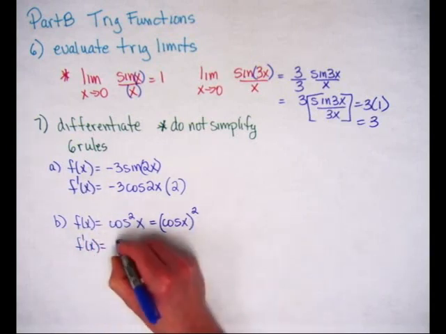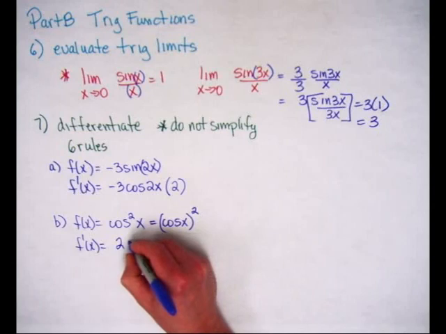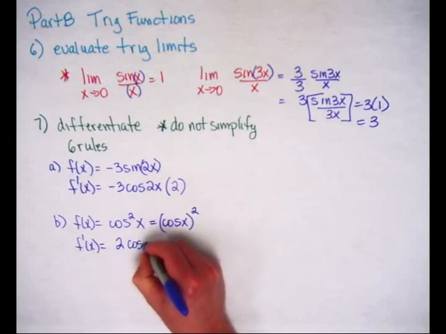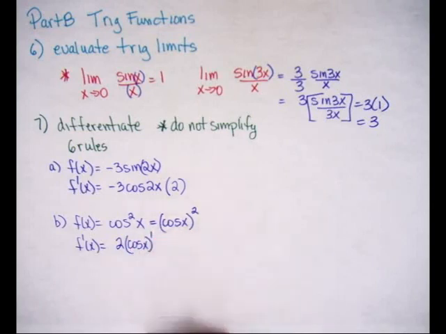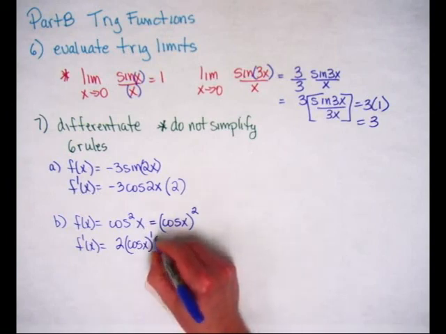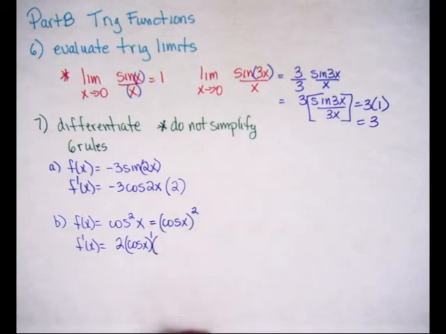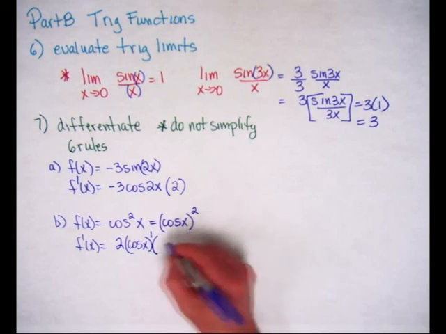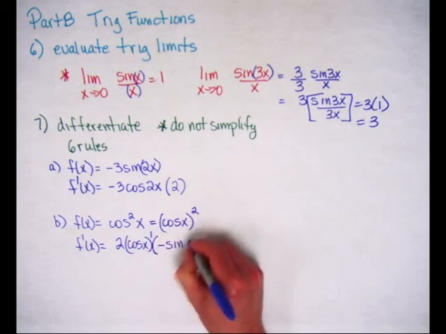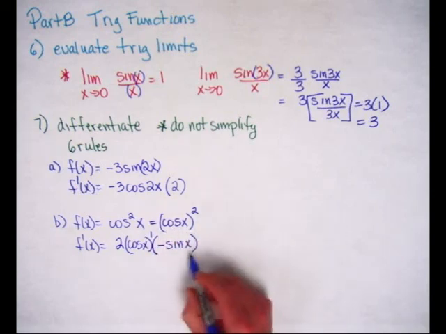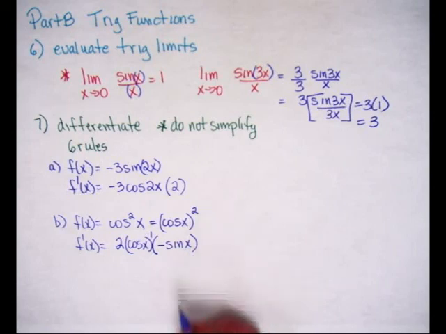The power rule says we have to multiply the 2 out front. So 2 cos x, subtract 1 from the exponent, and then multiply by the derivative of what's inside the bracket, which would be the derivative of cos, which is negative sine x, times the derivative of the argument. But in this case, the argument is simply x, so the derivative would be 1. And that would be your answer.